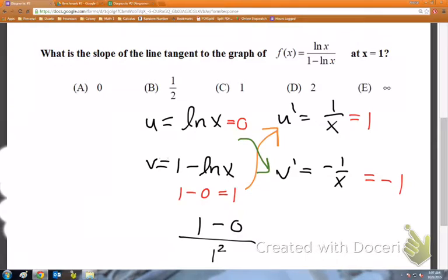So we essentially have 1 divided by 1, which is 1. So my answer choice is C.